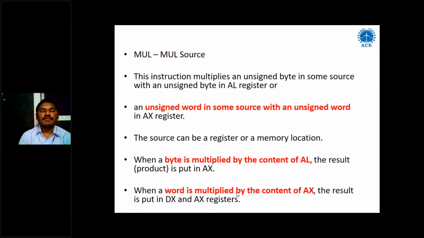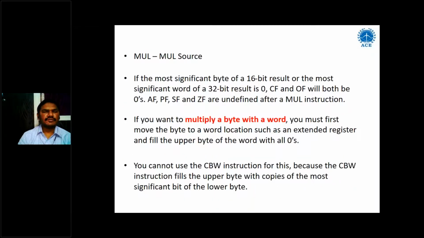Next, when a word is multiplied by the content of AX, the result is put in the DX and AX registers. Means if you want to multiply 16-bit by 16-bit, then 2 power 16 into 2 power 16 is equal to 2 power 32. So to store the 32 bits, the destination AX register alone is not sufficient, so it takes the help of the DX register. DX stands for data register. The main purpose of the DX register is its use in multiplication and division operations.